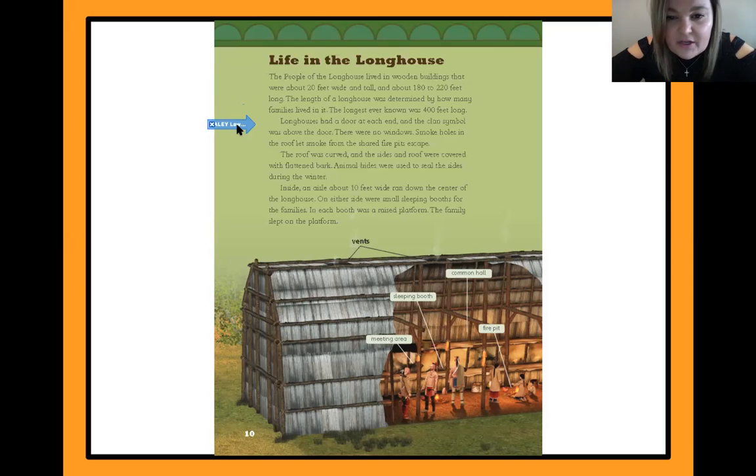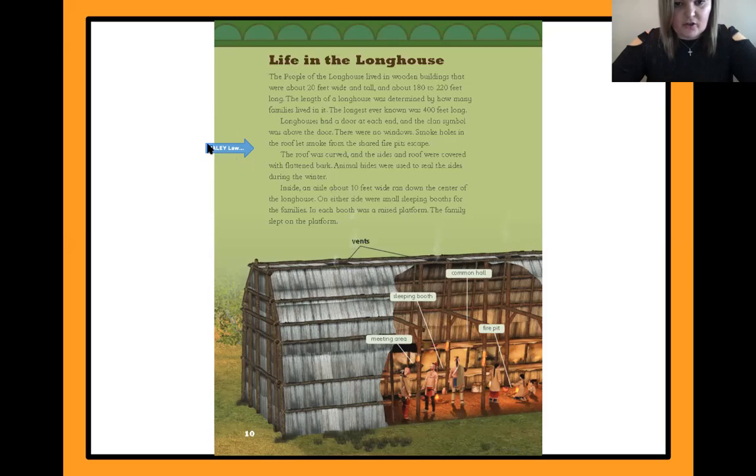Wow. Longhouses had a door at each end, and the clan symbol was above the door. There were no windows. Smoke holes in the roof let smoke from the shared fire pits escape. So it looks like they're talking about up here, these vents. The roof curved, and the sides and roof were covered with flattened bark. So it kind of looks like this bark. Animal hides were used to seal the sides during the winter.